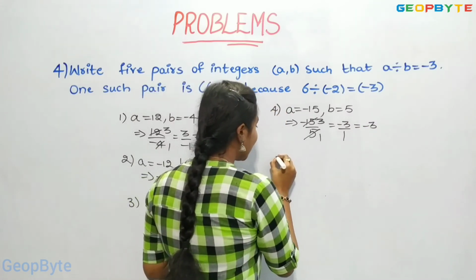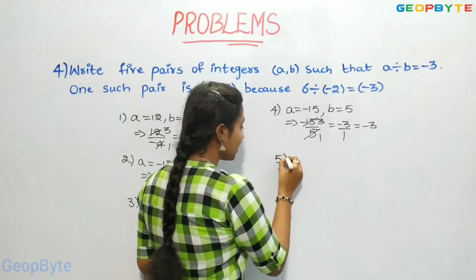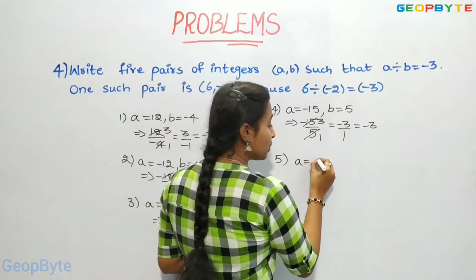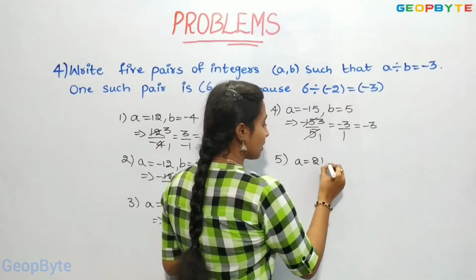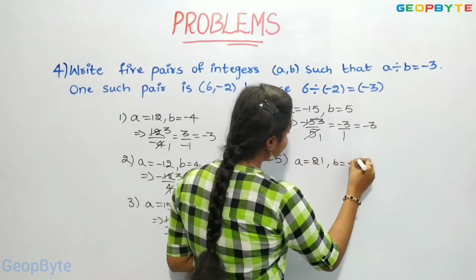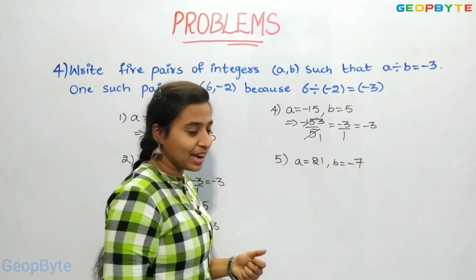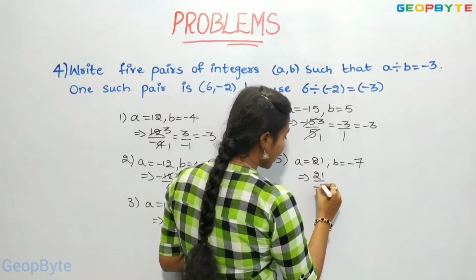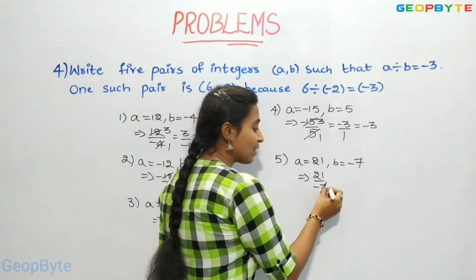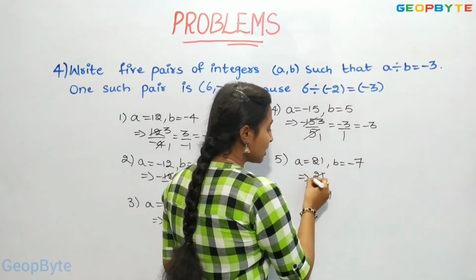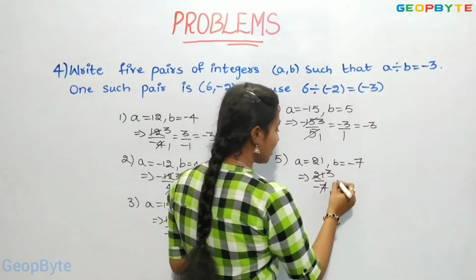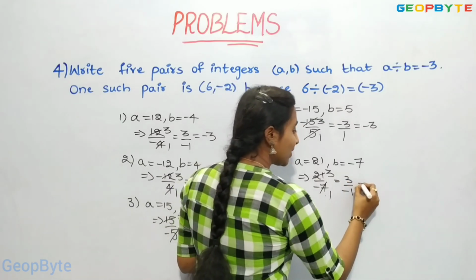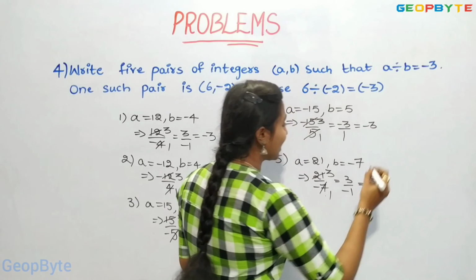Now, let us take the last condition, that is the fifth one. a is equal to 21, b is equal to minus 7. Now, we can write 21 by minus 7. 7 ones are 7. 7 threes are 21. That is 3 by minus 1. That is equal to minus 3.